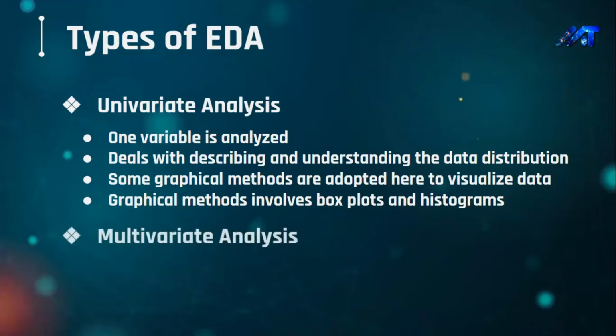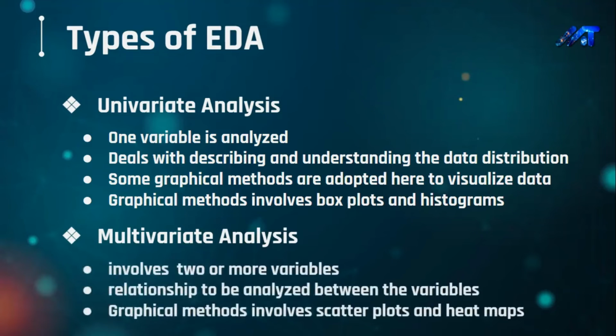Secondly, multivariate analysis. This type of analysis involves two or more variables. As a result, in addition to understanding the data distribution of a variable, it is necessary to analyze the relationship between the variables. Statistical graphical methods, which are popularly used for multivariate analysis, include scatter plots and heat maps. A detailed explanation and implementation of each of these graphical methods with Python will be provided in the upcoming videos.